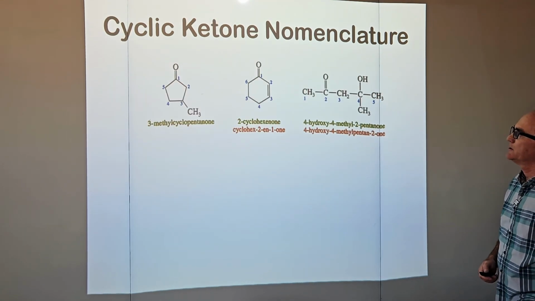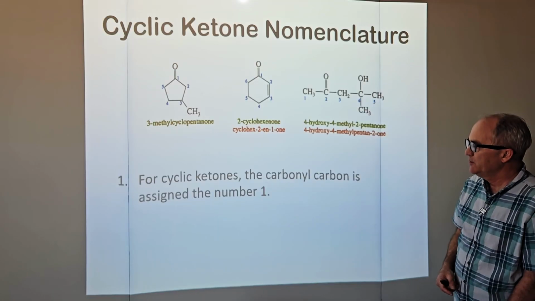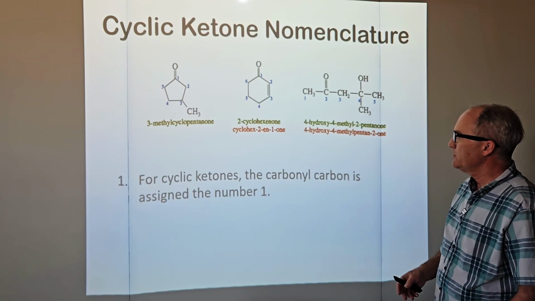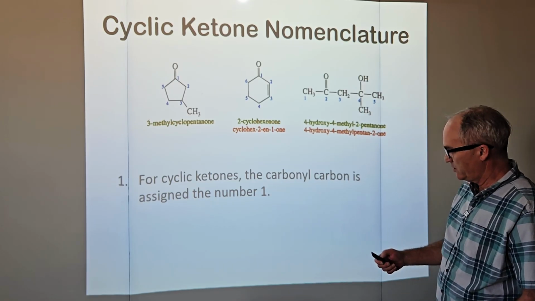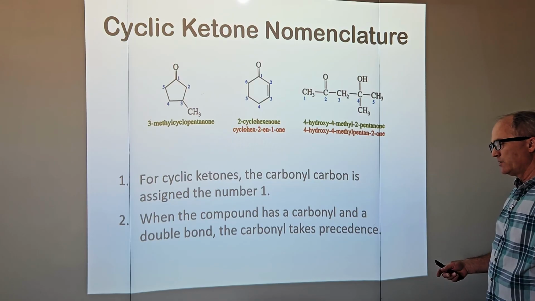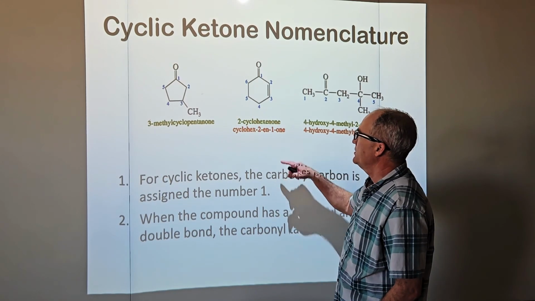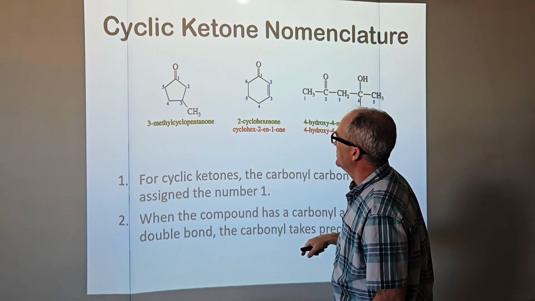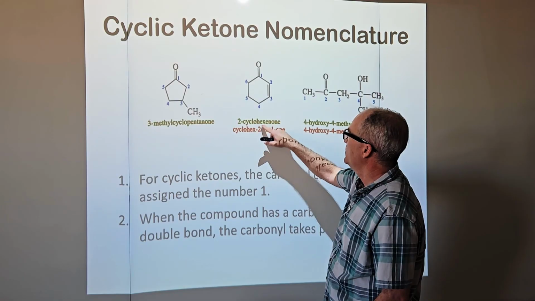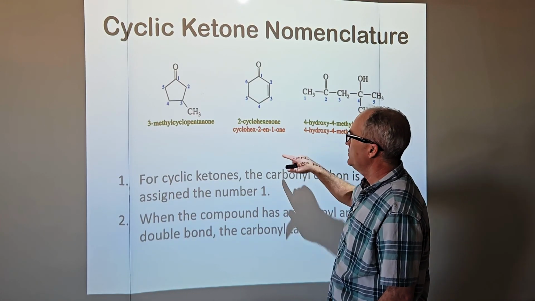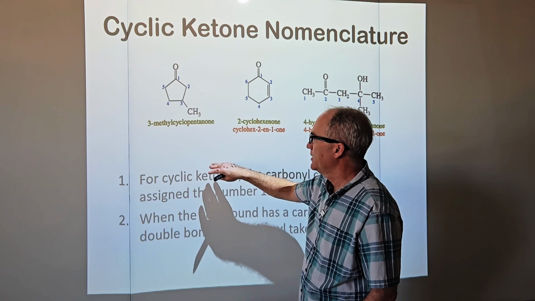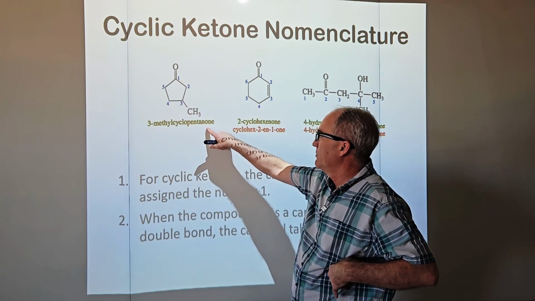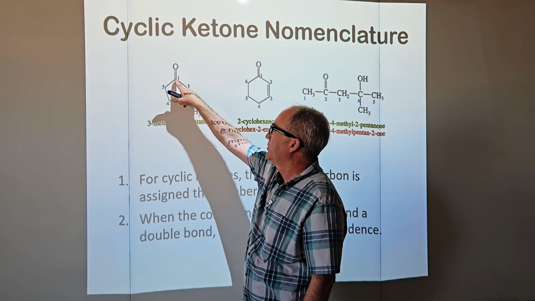How about naming cyclic ketones? Carbonyl carbon gets assigned number 1. It has priority over most other groups. Like a double bond, the carbonyl group has priority, so we don't start and go 1, 2, 3. We're going to give this the 1. So cyclo-2-ene-1-one. And I guess here the old IUPAC and the new IUPAC, well, we don't need to tell the reader it's at number 1. The 3 implies it's at 1.